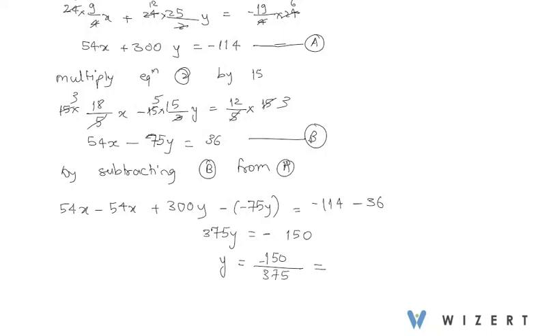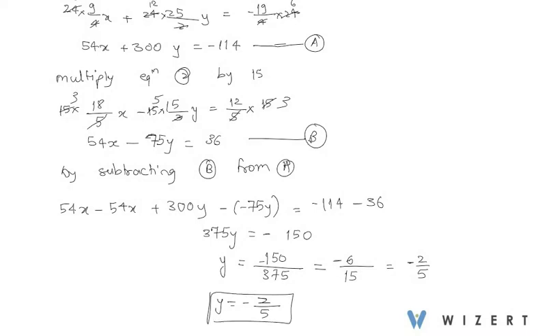Which is equal to, let's divide both by 25. 25 6s are 150 and 25 1s are 25, 15 remains, 125, 25 5s are 125. So this is minus 6 by 15, which, when we divide both by 3, we get minus 2 by 5. So we get y equal to minus 2 by 5.